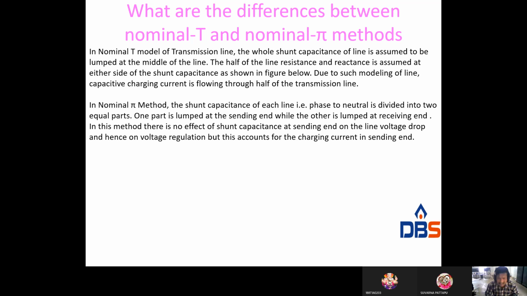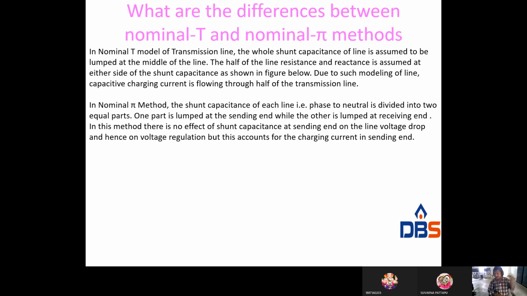Before that, what are the differences between Nominal-T and Nominal-π methods? They ask 2 marks, sometimes they ask 5 marks also. Suppose they ask 2 marks, just define the Nominal-T and Nominal-π. Suppose they ask 5 marks, just derive the values also, right?